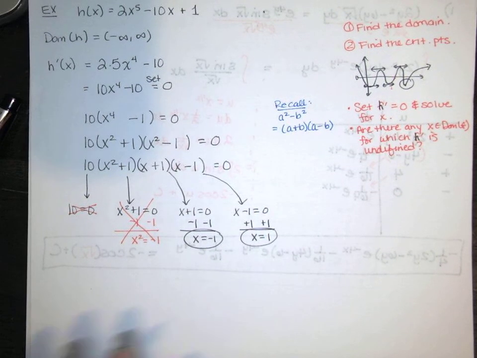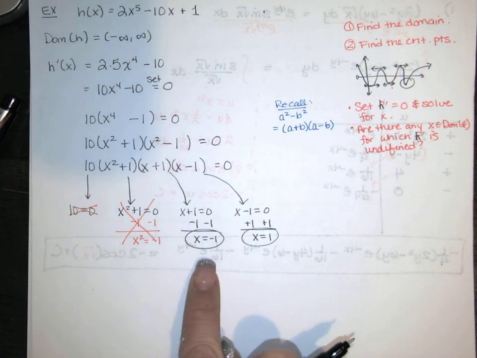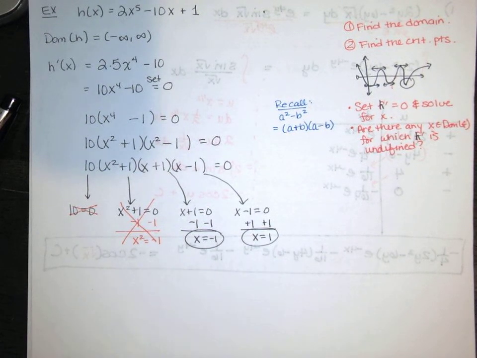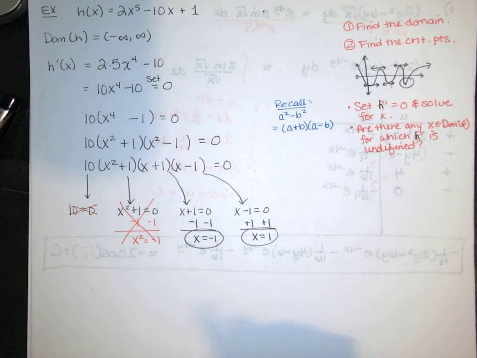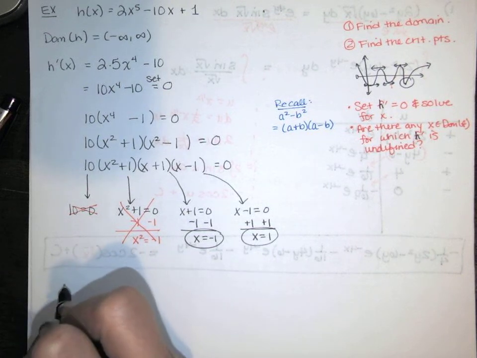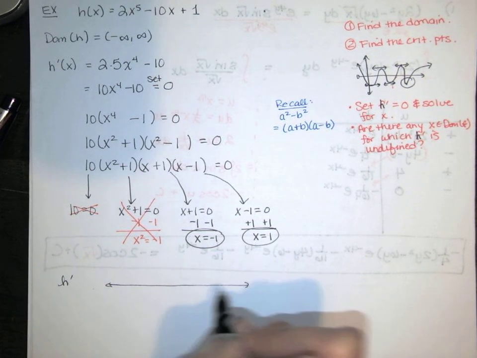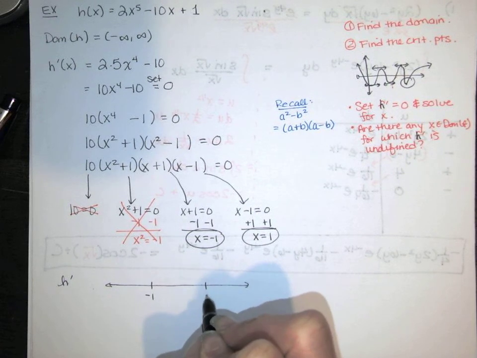And actually, we were not asked to find critical points. We were asked to determine the intervals where the function was concave upward or concave downward, but that's okay. I think I still want to continue analyzing this further. Let's find out where the function's increasing or decreasing. So I've got h prime. My critical points are negative 1 and 1.